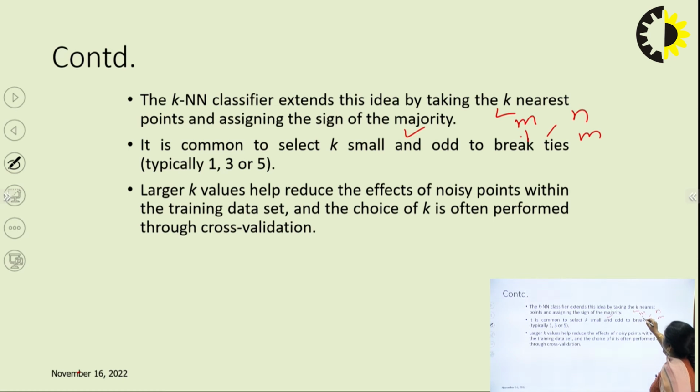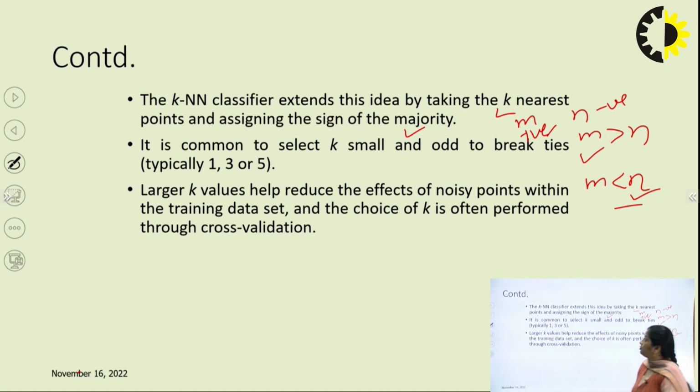If m are positive and n are negative and m is greater than n, then that particular new sample will be assigned to the positive class. If m is less than n, the number of positive points is less than the number of negative points, then the new sample will be assigned to the negative class. So what are the common values to take for k?